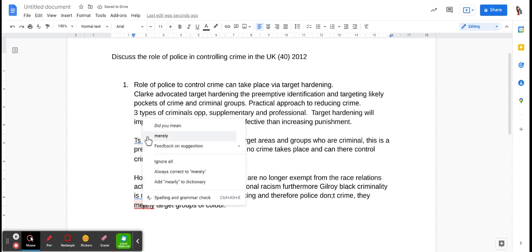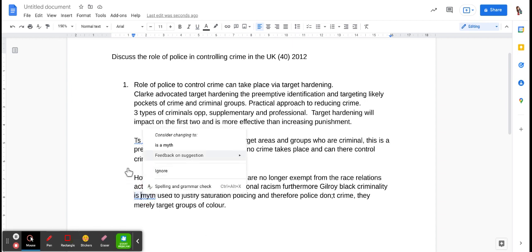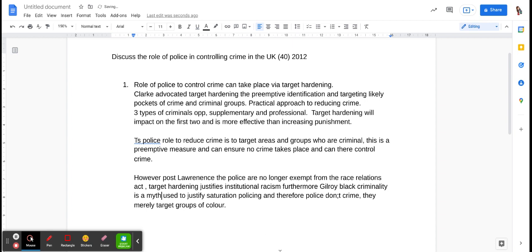Post the Lawrence inquiry, police are no longer exempt from the Race Relations Act. You can't ask police officers their role to target areas or particular groups. It justifies institutional racism. And Gilroy notes that black criminality is a complete myth anyway. It's used to justify saturation policing. And therefore the police don't control crime. They merely target groups of colour. So basically, not an effective role.